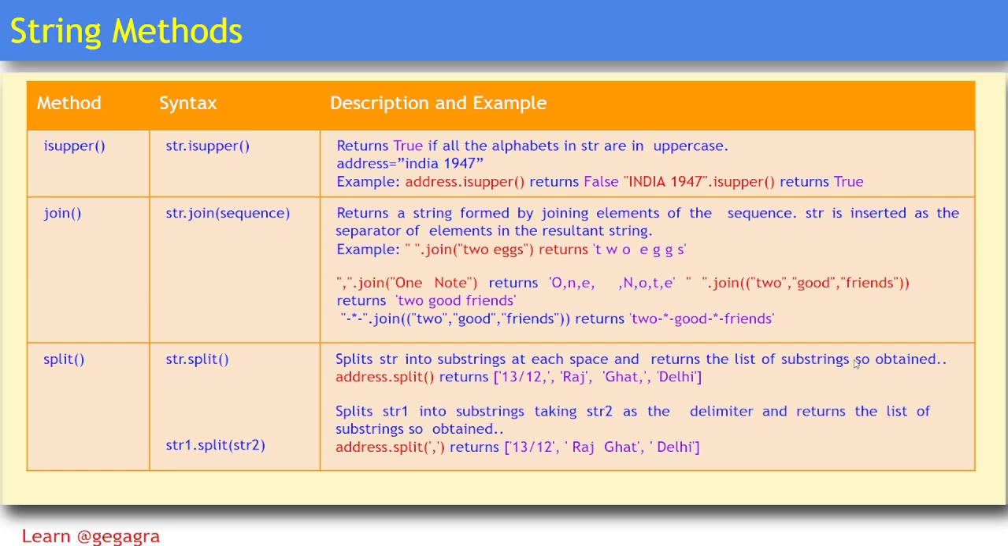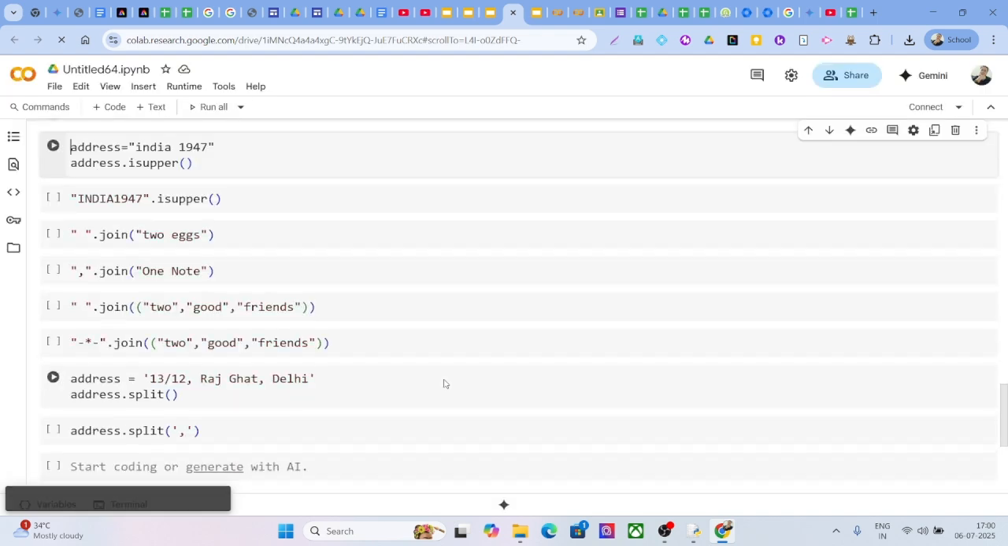Let's move to our Colab. So I'll show you the practical. See here, address is equal to India 1947. Since I'm going to check whether this India 1947 is in uppercase letters or not.